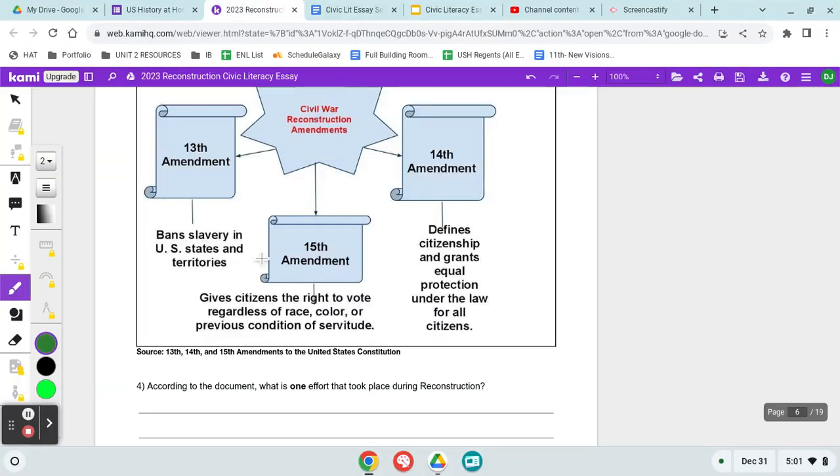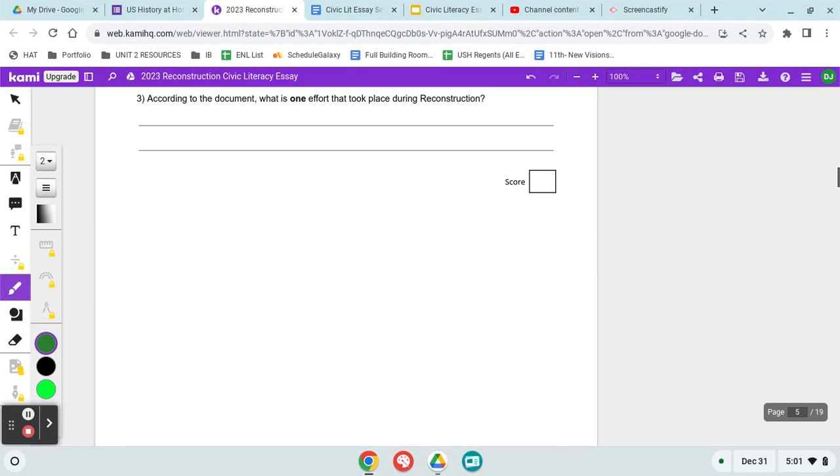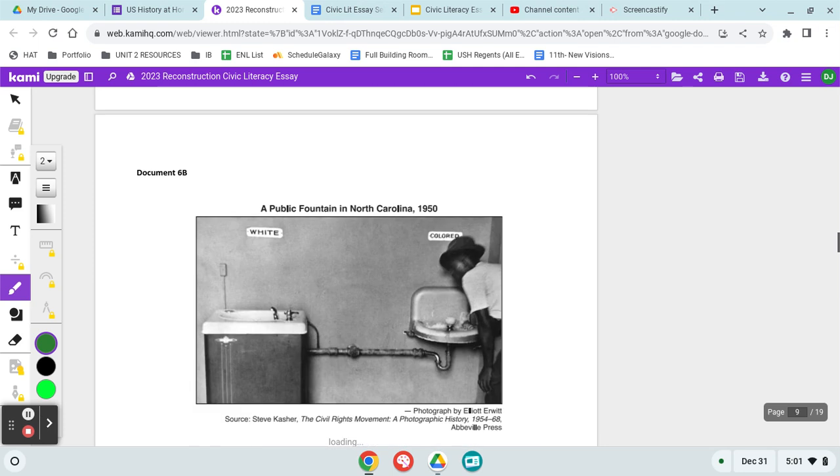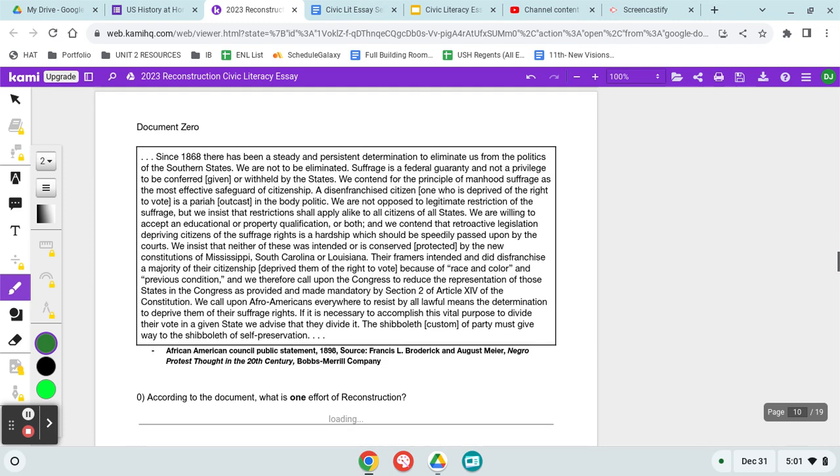So we're going to annotate a document together. But it's not a document I have in front of me, you're saying there. Yeah, no kidding, because this is a test. So what I'm doing here is I'm providing an exemplar to you so that you can see how to do this. And then you're going to have to do this on some of the documents yourself. So this document 0, which is from the African American Council Public Statement from 1898, this is not a document that you're using for your essay.